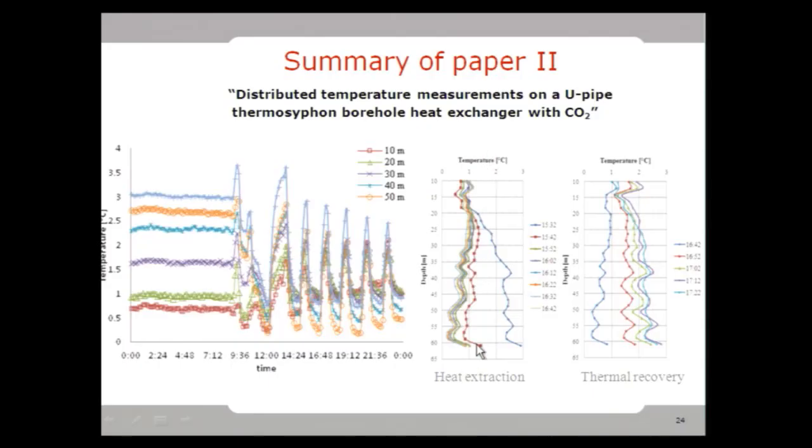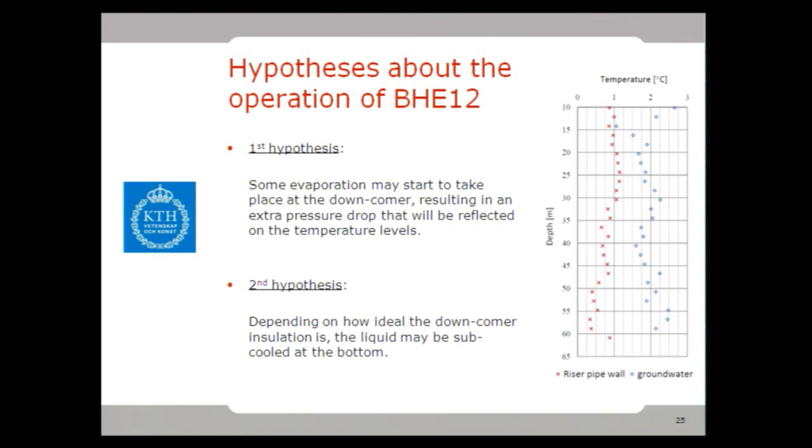One thing that we see in the picture in the middle here is that the temperatures along the riser are relatively constant. There is a slight increase at the lower part and then it is slightly constant. And this gives an indication of the two-phase process taking place in the riser pipe. So two hypotheses were raised in this paper. The first one is that some evaporation may start to take place at the downcomer, resulting in an extra pressure drop that will be reflected in the temperature levels. Or the second hypothesis: depending on how ideal the downcomer insulation is, the liquid may be subcooled at the bottom.